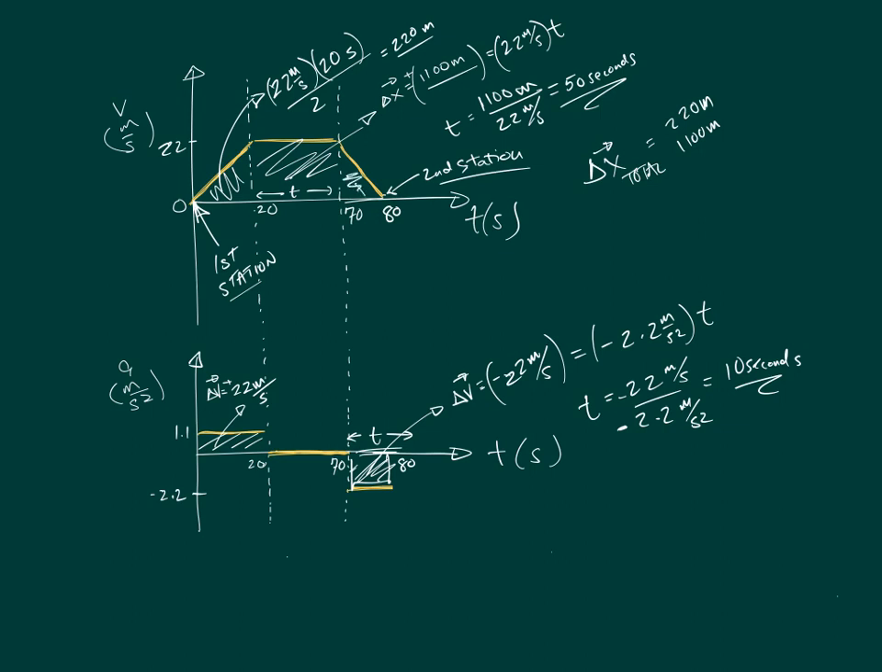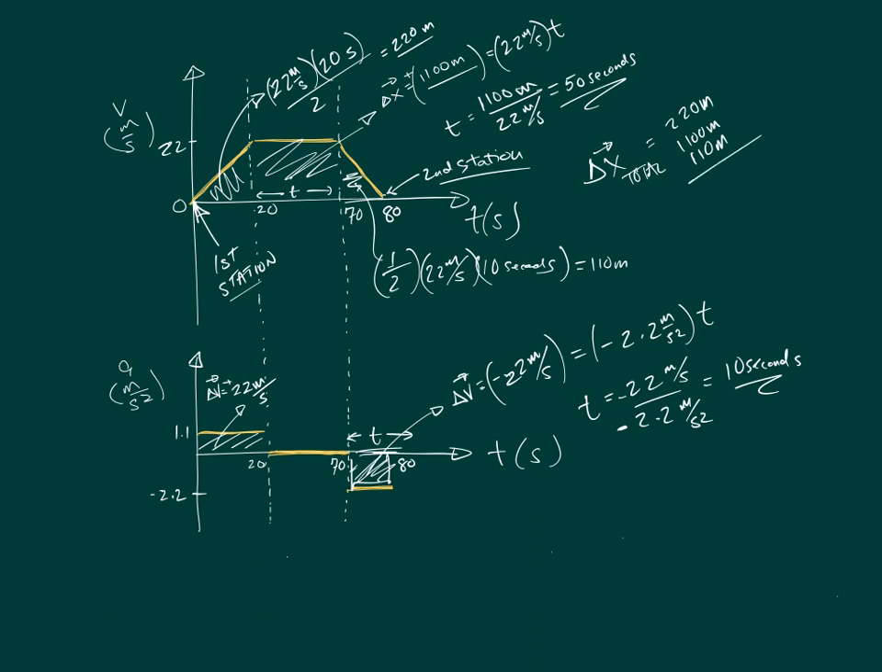So this last displacement is going to be 1/2 times 22 meters per second times 10 seconds, right? So that's 220, and then take a half of that. So 110 meters. So my last displacement is 110 meters, right?